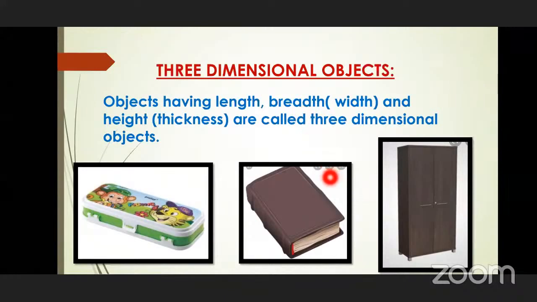Why three-dimensional objects? Because they are having length, breadth, and height. Okay. Why they are three-dimensional objects? What they are having? Read. Length, breadth, and height. Okay.